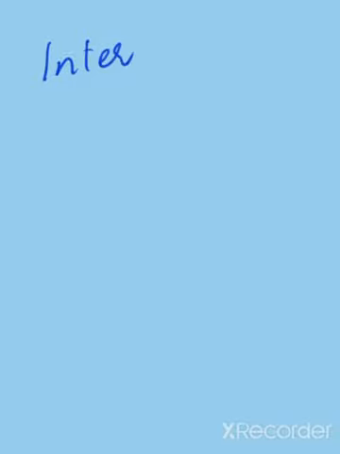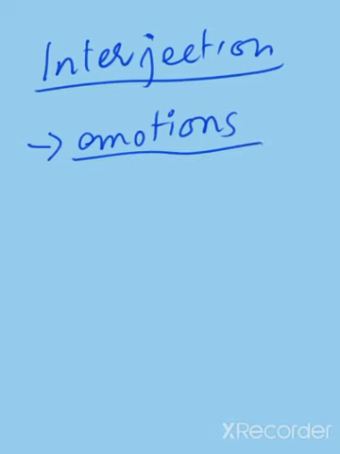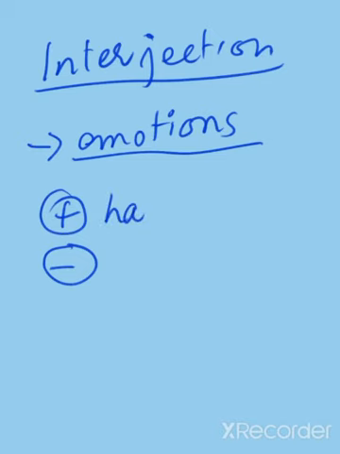Coming to the last category, which is interjection. Interjections are our emotions, right? The words which tell us something about our positive as well as negative emotions are called interjections in the English language. These emotions can be positive, for example, happiness, for example, hurrah.